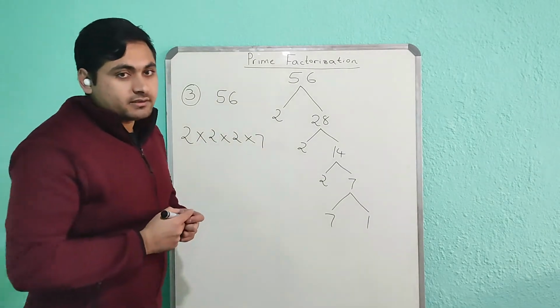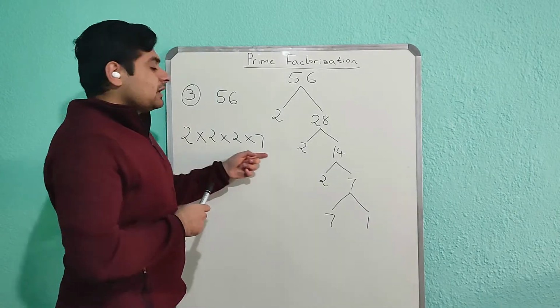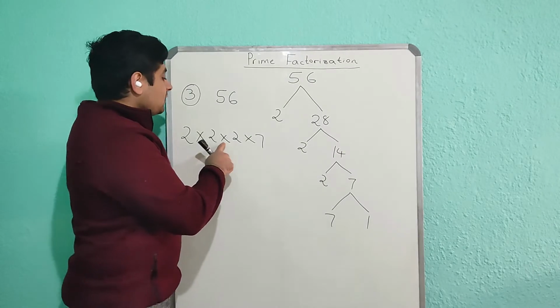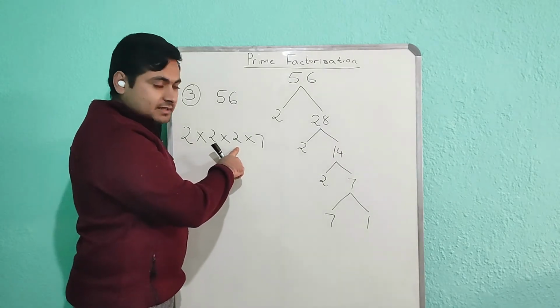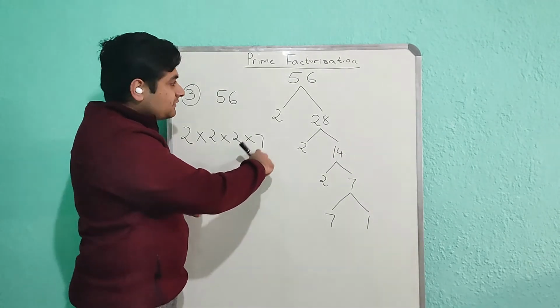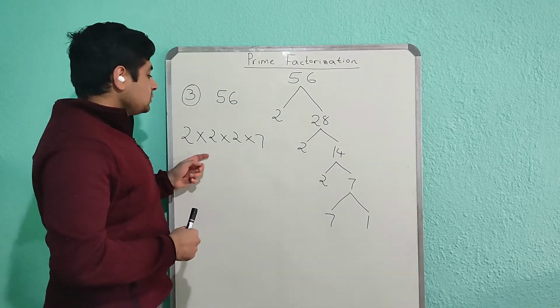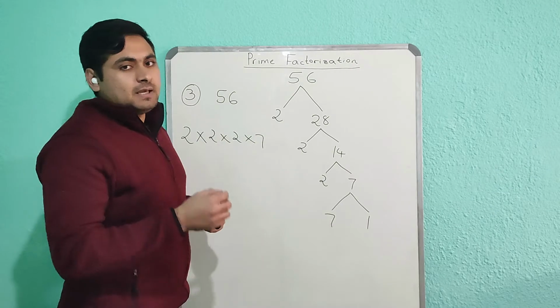Is our answer correct? How do we know? We simply multiply the prime factors. What is 2 times 2? 4. What is 4 times 2? 8. And what is 8 times 7? 56. Therefore, we get 56. So, our prime factors are 2 times 2 times 2 times 7.